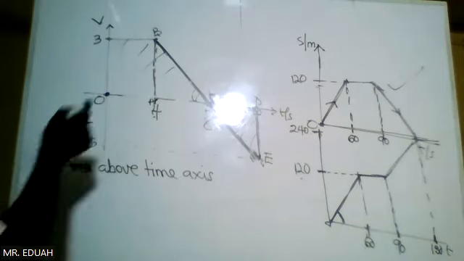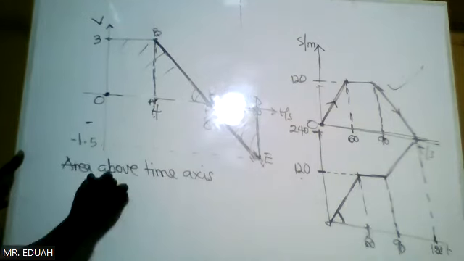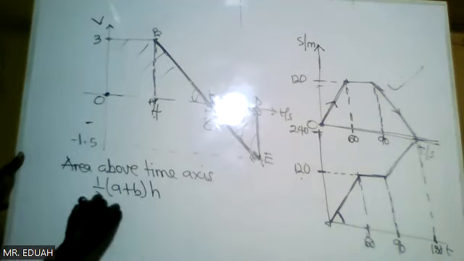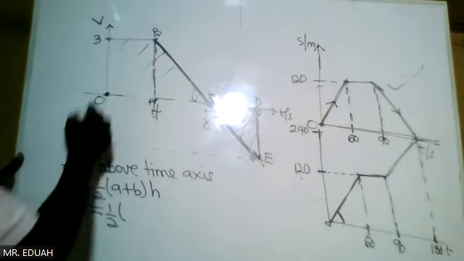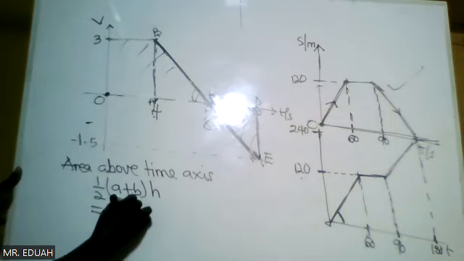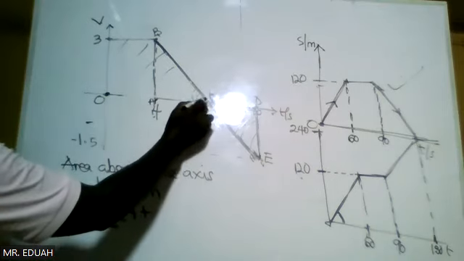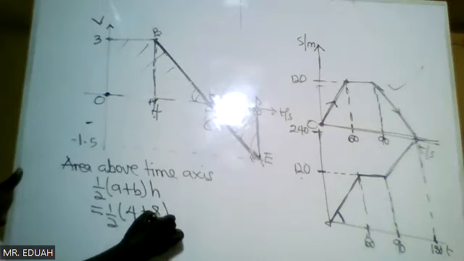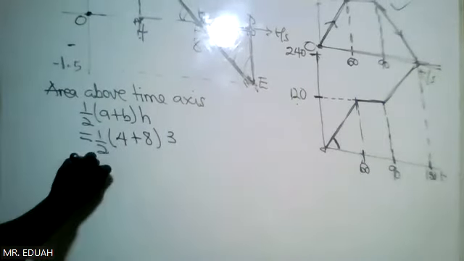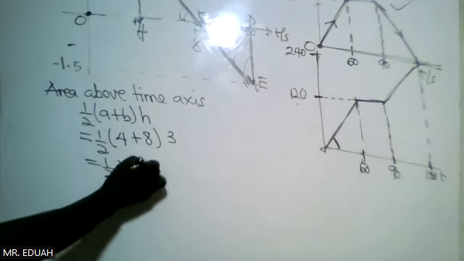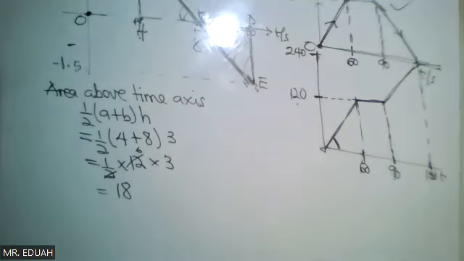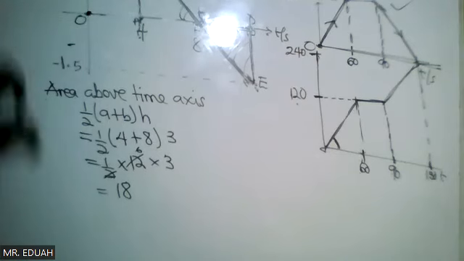Let's confirm. This is a trapezium. So area of a trapezium, how? Half of A plus B times H. What is A? A is 4. Plus B. B is 8. Times H. H is 3. So half times 12 times 3. This is 6 times 3, so 18. So the area above the time axis is 18.